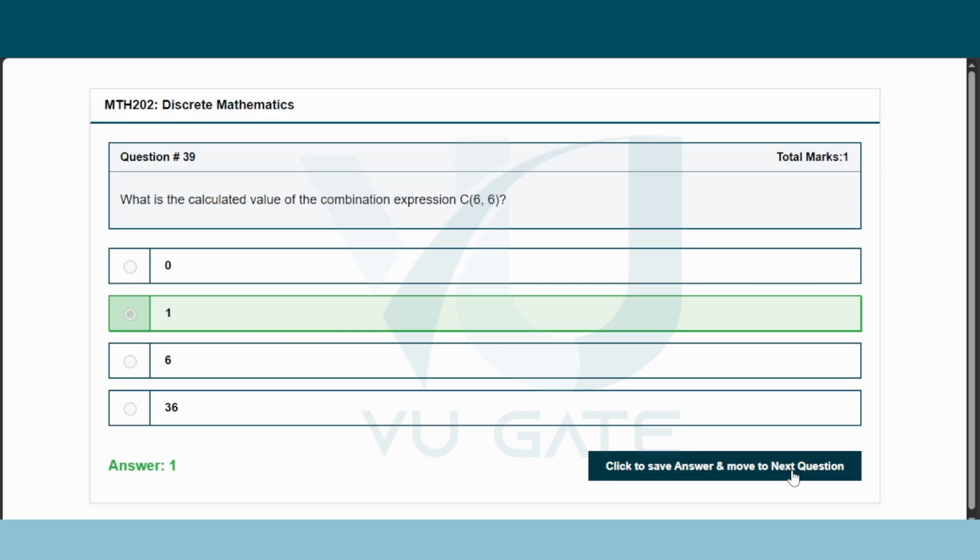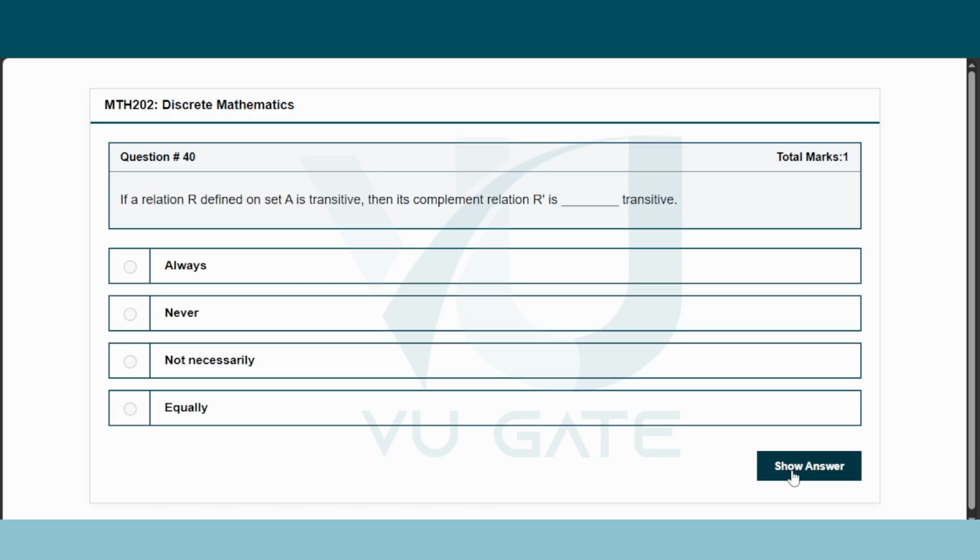Question number 40. If a relation R defined on set A is transitive, then its complement relation R' is blank transitive. The correct answer is not necessarily.